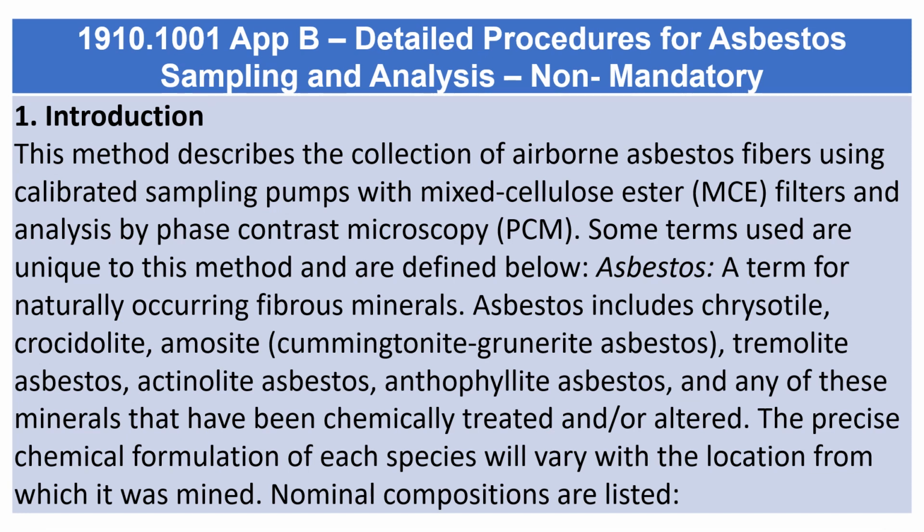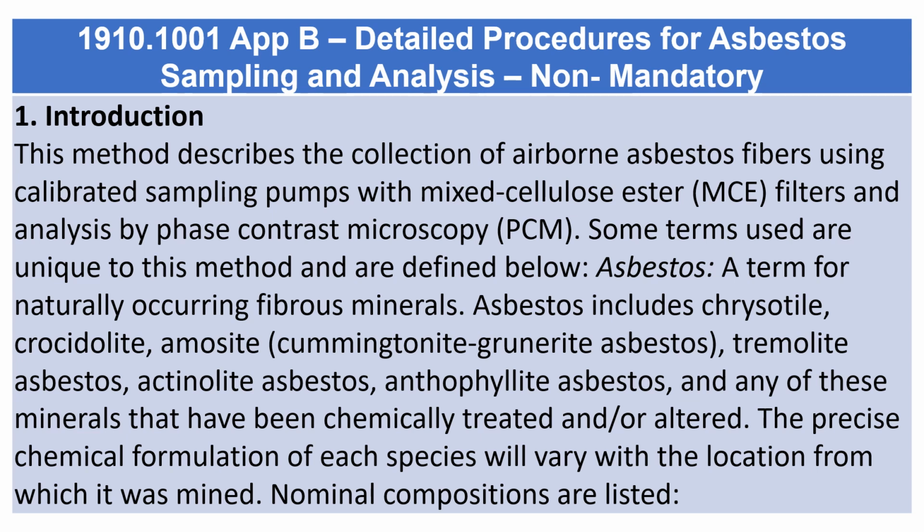1. Introduction. This method describes the collection of airborne asbestos fibers using calibrated sampling pumps with mixed cellulose ester, MCE, filters and analysis by phase contrast microscopy, PCM. Some terms used are unique to this method and are defined below. Asbestos, a term for naturally occurring fibrous minerals. Asbestos includes chrysotile, crocidolite, amosite, cummingtonite-grunerite asbestos, tremolite asbestos, actinolite asbestos, anthophyllite asbestos, and any of these minerals that have been chemically treated and/or altered.